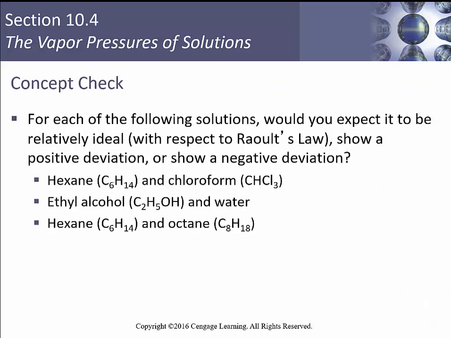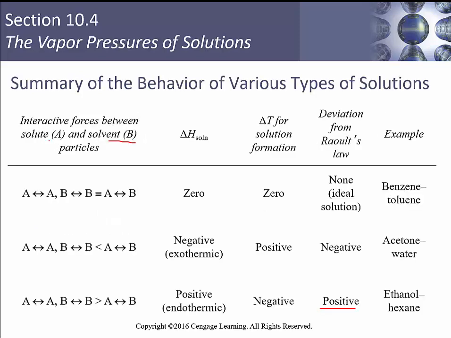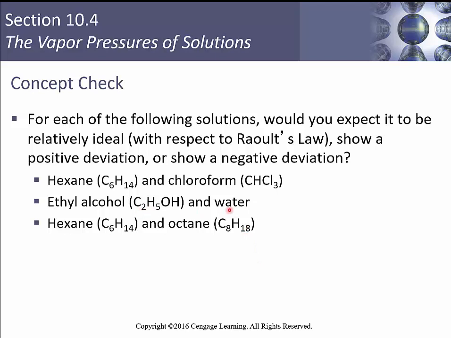Right? Let's look at the next one, ethyl alcohol and water. Pause, think about it. Okay, if I've got ethyl alcohol, that can undergo hydrogen bonding. Water can undergo hydrogen bonding as well. They're going to be attracted to each other. It's a case like this. There's going to be a negative deviation for Raoult's law. Right? They're still attracted to each other. The water and the ethanol are attracted to each other, lowering that vapor pressure more than expected.